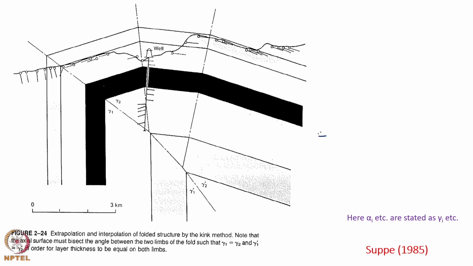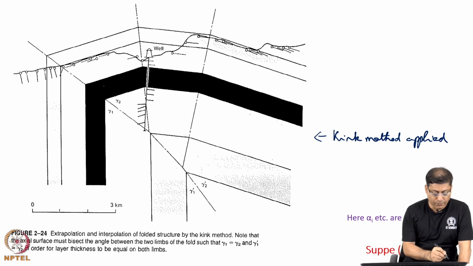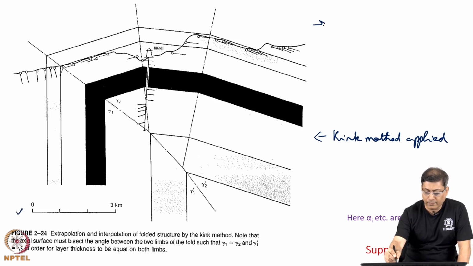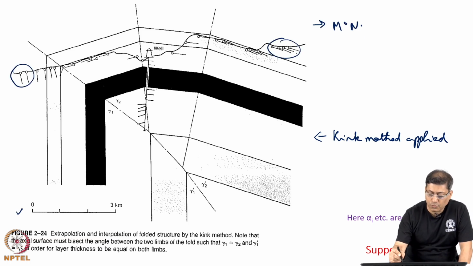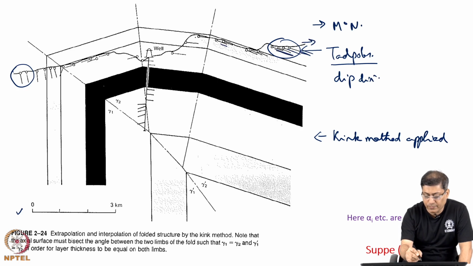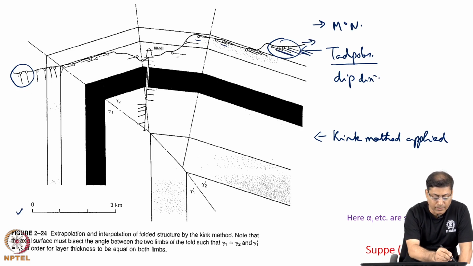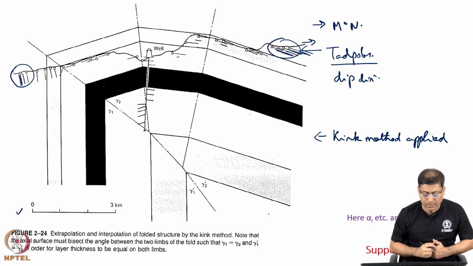This is a case where the Kink method has been applied to extrapolate the fold geometry, where we were given a scale, we were given a geographic direction m degree north, we were given the tadpoles showing us the dip direction. Since the dip is in this direction, the dip here is steeper, and it is a gentler dip here. So, finally, this construction has been made.